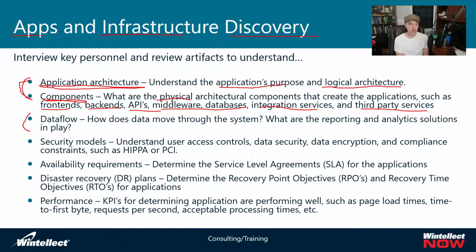Understanding that flow is important because it gives us an idea of what the data architecture is going to look like. Sometimes that has implications for how things look in Azure as well, because you might have to do some refactoring or move things around to make sure they're optimized for Azure. So these are application-wise. Data flow looks more at the data architecture and how things move through the system, so that we understand that. Another thing to look at is the security models that are in play with an application.